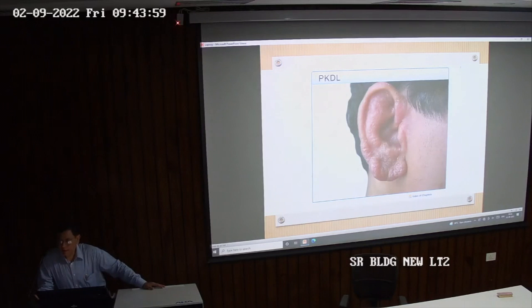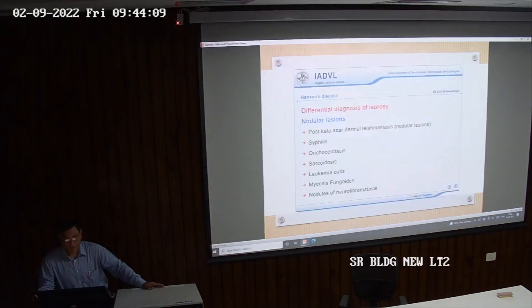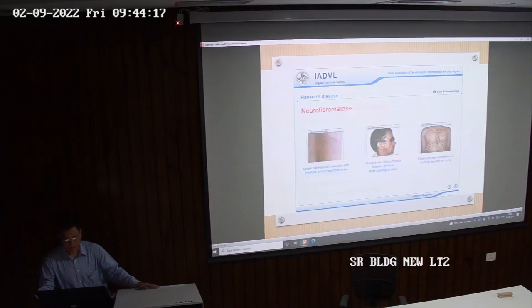What is that? Post kala-azar dermal leishmaniasis. So differential diagnosis, again nodular lesion. So it's a differential diagnosis of all sorts of lesions. So it covers the whole of dermatology if you just read leprosy.